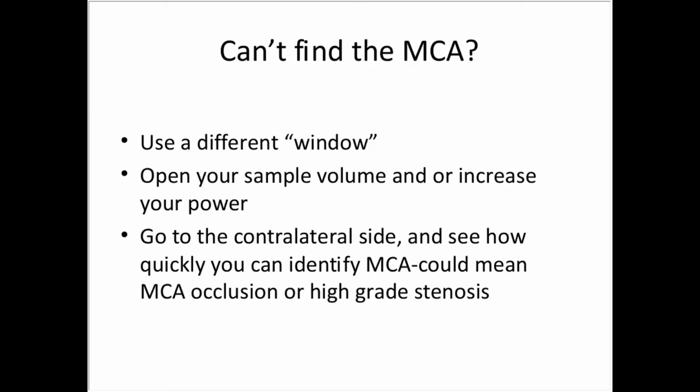If you can't find the MCA, just use a different window. Open your sample volume and/or increase your power. What I like to do is just go to the contralateral side and see how quickly I can get that MCA. Because if I can get it right away, then what I'm thinking is there could be an MCA occlusion or even a high-grade stenosis.